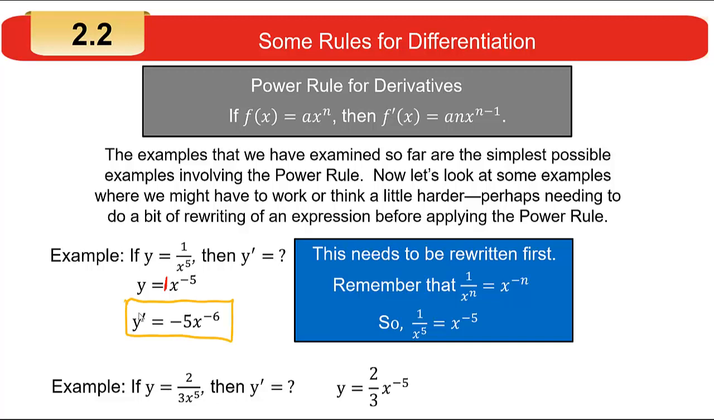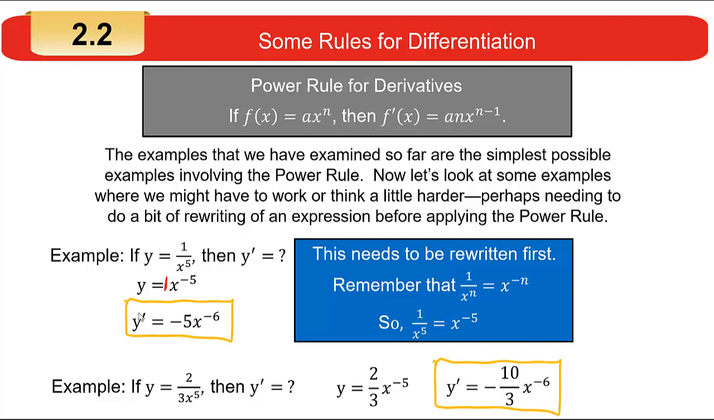So what you need to do is think of that x to the 5th in the denominator as x to the minus 5 if you move it up. So the 2 stays where it is, the 3 stays where it is, the x to the 5th in the denominator moves up and becomes an x to the minus 5. Now technically you could put the minus 5 right beside the 2, but for our purposes it would be better to write it like this because now it looks just like the power rule.